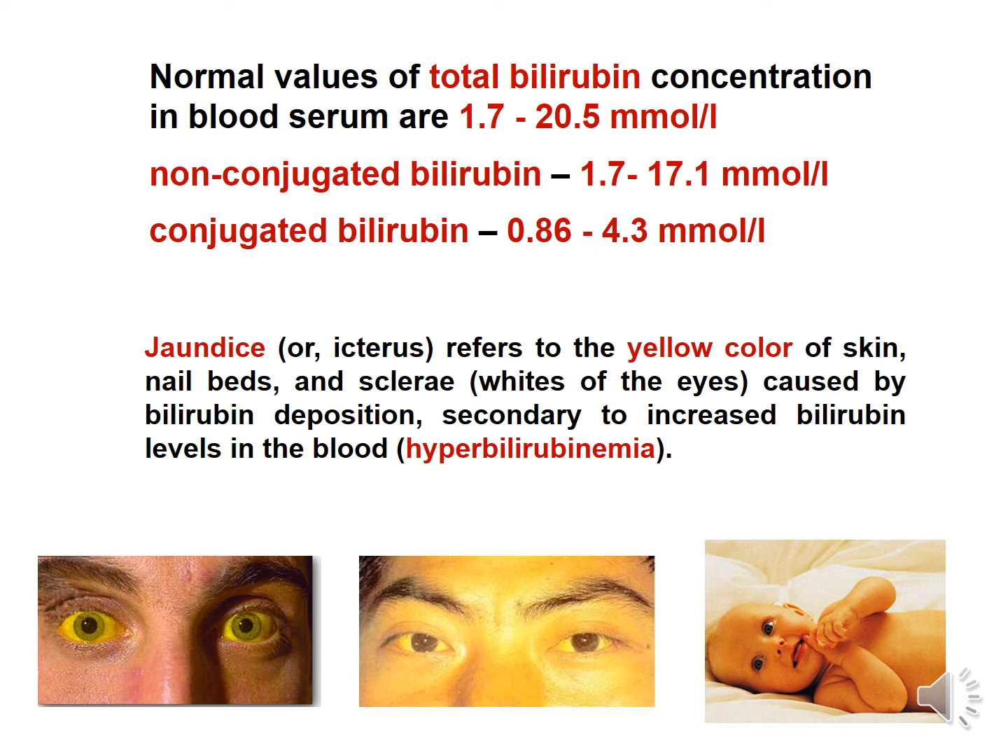Jaundice, or icterus, refers to the yellow color of skin, nail beds, and sclera, the whites of the eyes, caused by bilirubin deposition secondary to increased bilirubin levels in the blood, hyperbilirubinemia. Also, jaundice is not a disease; it is usually a symptom of an underlying disorder.